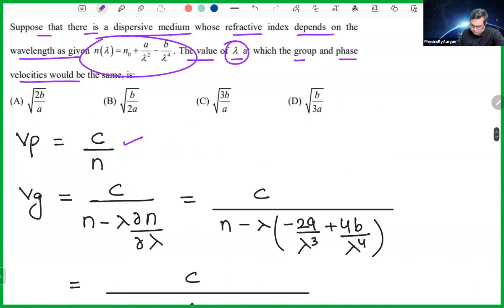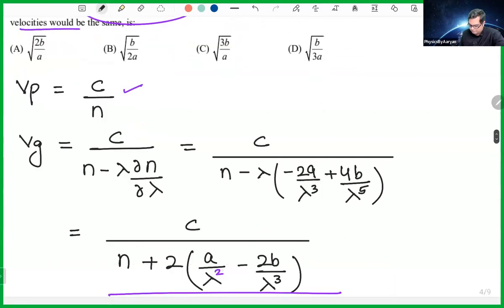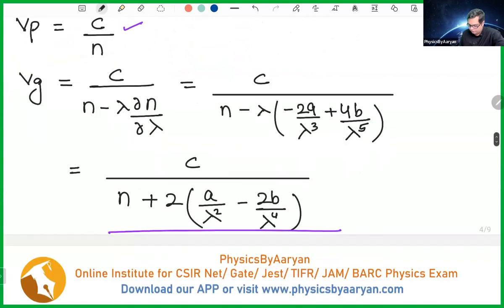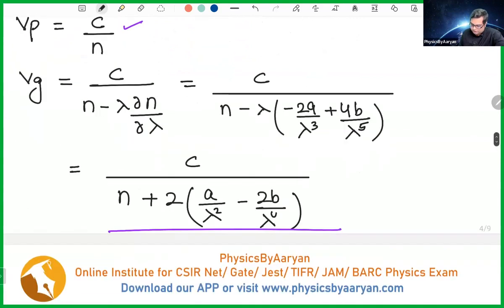So it will be a little different. Let me fix this. So this will be lambda 5, right? This will be lambda 5. If I multiply lambda inside, this will become lambda square and this will become lambda 4. Now it is okay. Yes, this is correct maths.